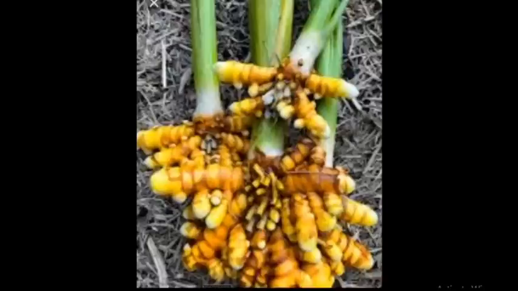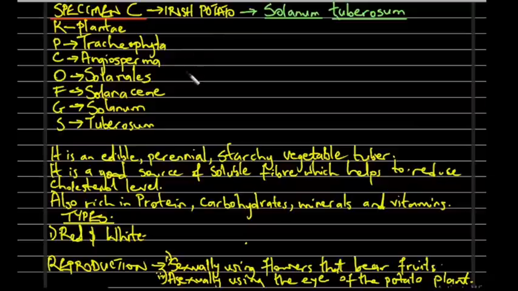So we should not take them for one another, we should not mismatch them. This is also a rhizome. So that is about ginger. And then the next one we have to talk about is specimen C, which is the Irish potato.